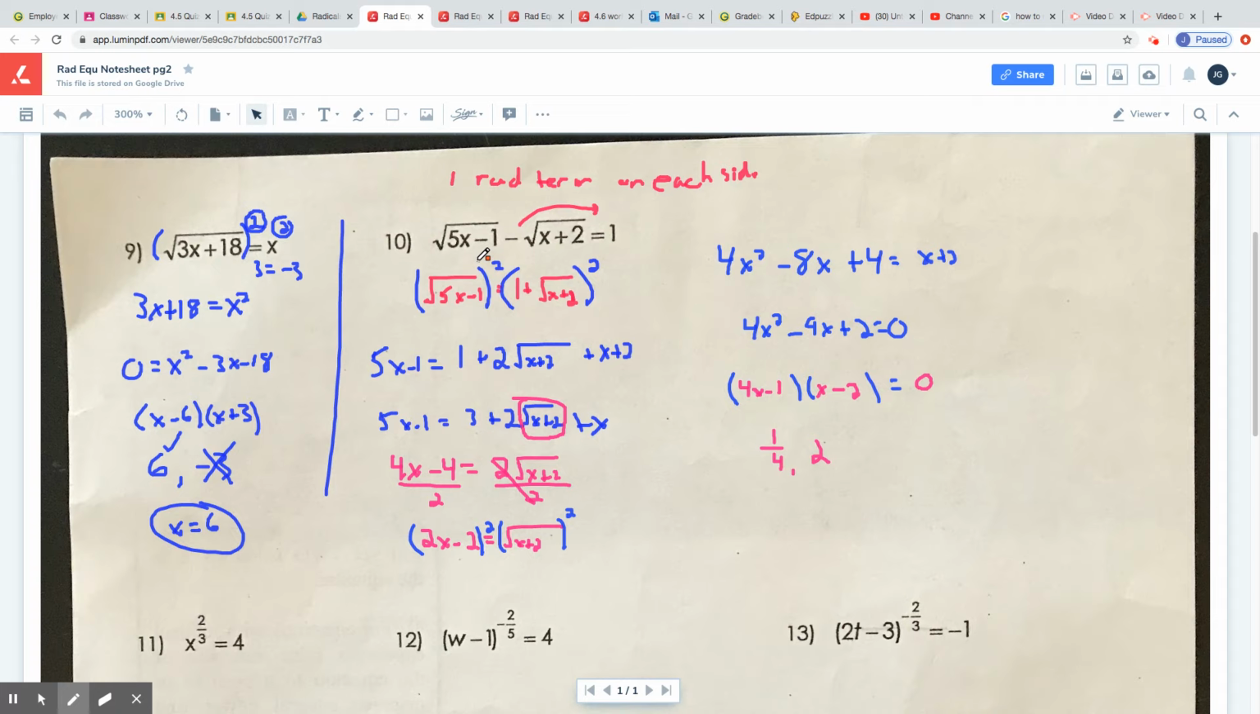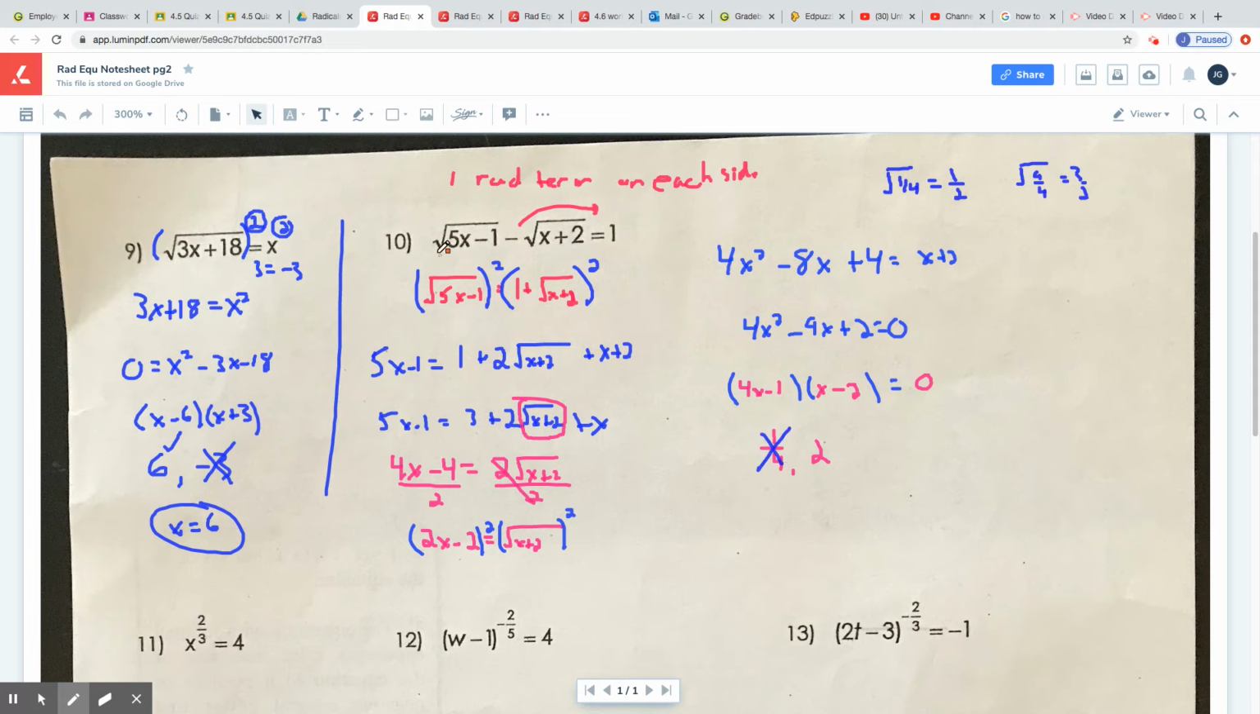All right, 5 times 1/4 is 5/4. All right, 5/4 minus 1 is 1/4. So I have the square root of 1/4, which we'll do in a second. Square root of 1/4 is actually what? 1/2. All right. So then I get 1/4 plus 2, which is 9/4, and the square root of 9/4 is 3/2. So I get 1/2 minus 3/2, which is -1. -1 does not equal 1, so 1/4 does not work.